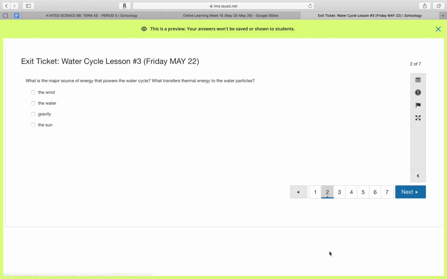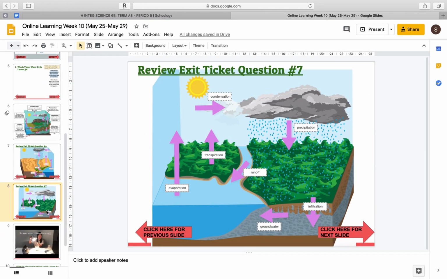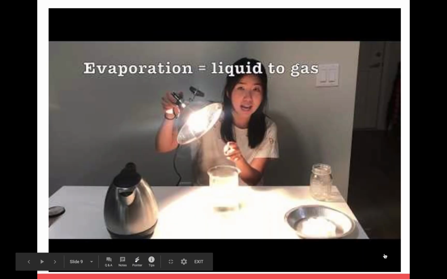I'm just going to go over question number 2. What is the major source of energy that powers the water cycle? Remember, that's the sun. The sun transfers thermal energy to the water particles. And one more, what's the force that pulls water down from the clouds and pulls water down into the soil? Well, that's gravity. Gravity is the force that pulls things down. So make sure you did that exit ticket because that was worth points for your quiz section. So please make sure you got that done. If you didn't, it's in the white folder. All right, now we're ready to watch today's video.